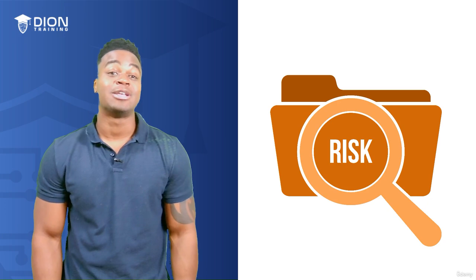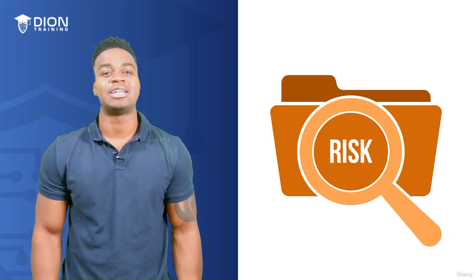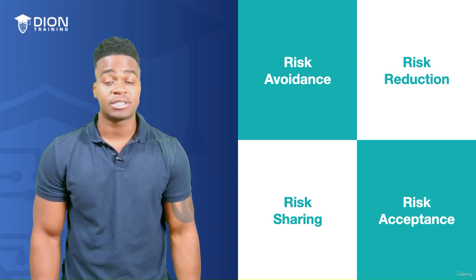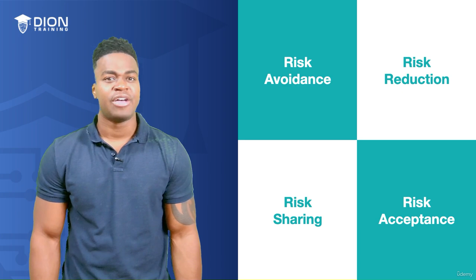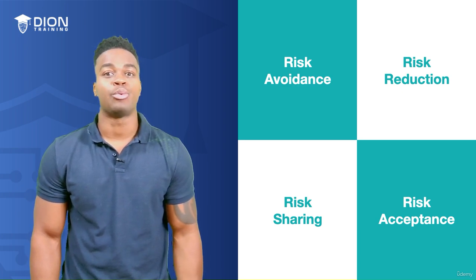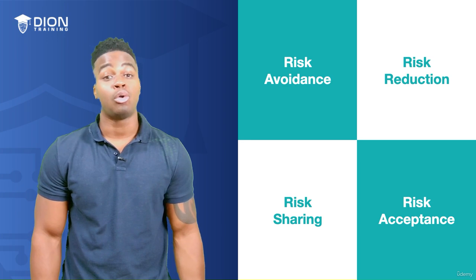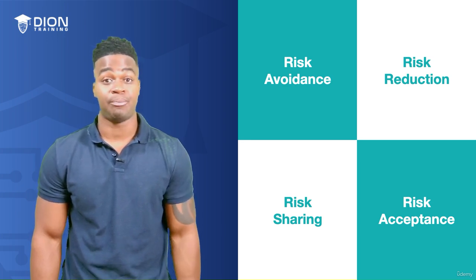The third step is risk treatment. Risk treatment involves developing strategies to manage identified risk. These strategies can include risk avoidance, risk reduction, risk sharing, or risk acceptance. The choice of strategy depends on the risk's potential impact and the organization's risk tolerance. The goal of risk treatment is to reduce the potential impact of risk to an acceptable level.